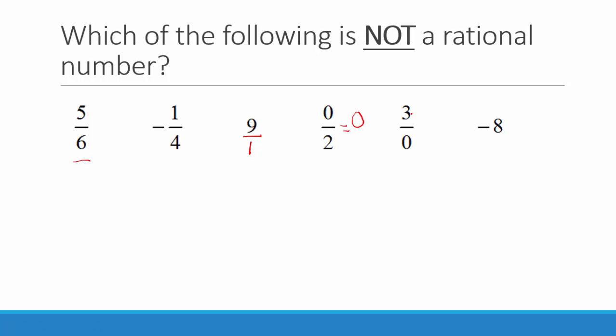But as we learned in the last slide, 3 over 0, when 0 is in the denominator, this is undefined, and therefore this is not a rational number. So not a rational number is anything with a 0 in the denominator. Negative 8 can be written as negative 8 over 1. Therefore, this is also a rational number.